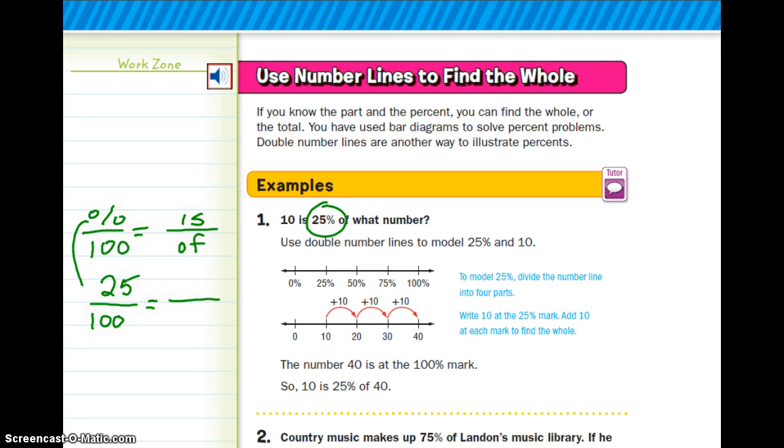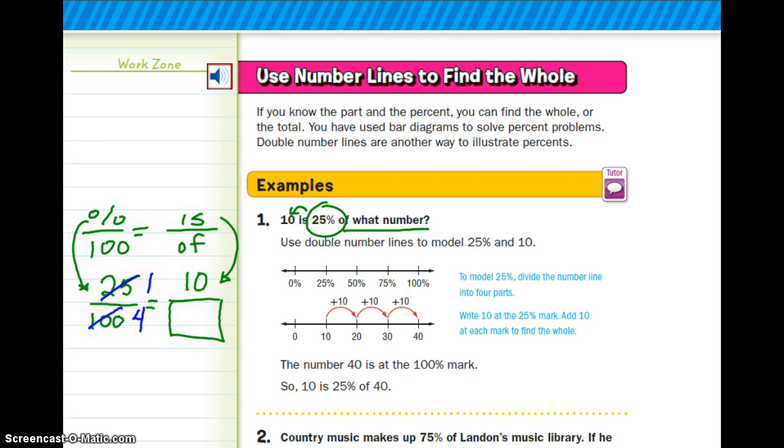Why? Because that's my percent number. 10 is. 10 goes on top because that's my is statement. Of what? I don't know. So I'm going to put a box there. Now, when I think about my fractions, I always have to look at my fraction and see if I can simplify it. I have 25 over 100. Can you think of a simplification? How many quarters in a dollar? You guessed it, 4, so that's 1/4.